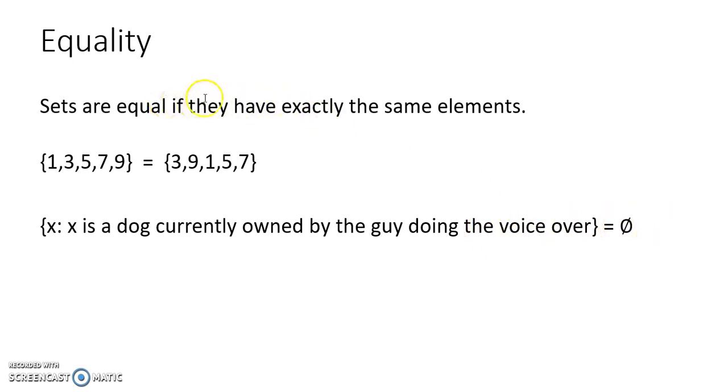What's the English saying they have exactly the same elements when neither has an element? It's a little bit strange, but yes, an empty set is considered to be equal to itself. Now, if the set on the left has more things than the set on the right, or vice versa, that's not equal. That's what we're going to get into in the next slide.